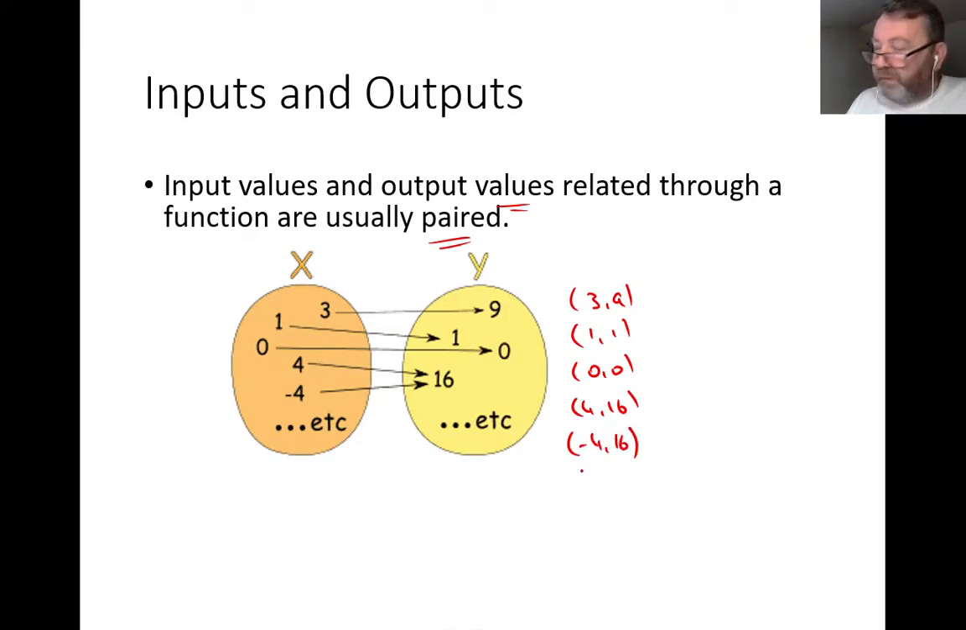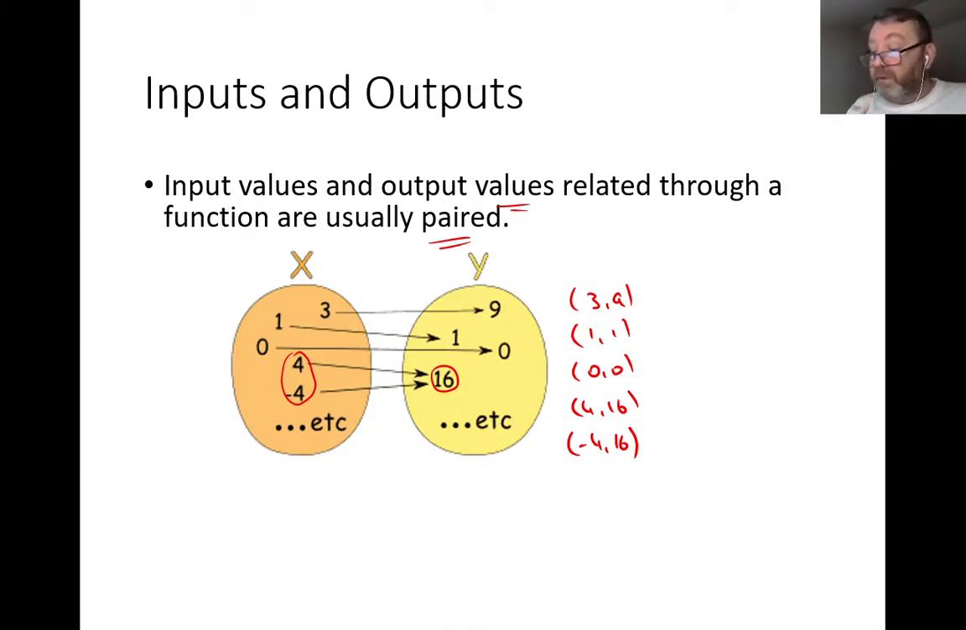Now just pause there for a moment and think, is that possible? Is it okay for these two values to have the same output? And if you're not too sure, ask yourself a question. Could these two people go to the same country? Yes, so therefore it is a function. All right. Now what's happening? How does 3 become 9? How does 1 become 1? 0, 0, 4, 16 and -4, 16.